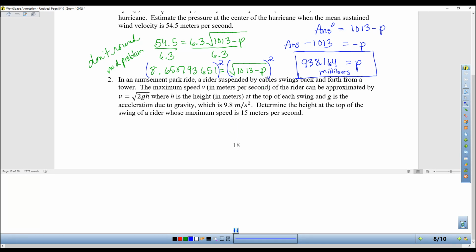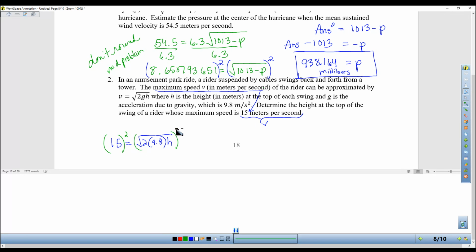Number 2, in an amusement park ride, a rider suspended by cables swings back and forth from a tower. So cool. The maximum speed of the rider can be approximated by this equation, where h is the height at the top of each swing and g is the acceleration due to gravity. Determine the height at the top of the swing of a rider whose maximum speed is 15 meters per second. So they've given you v, maximum speed in meters per second. So that's what they gave you. So 15 is equal to the square root of 2, and gravity, since we're on Earth, is 9.8 meters per second and h.